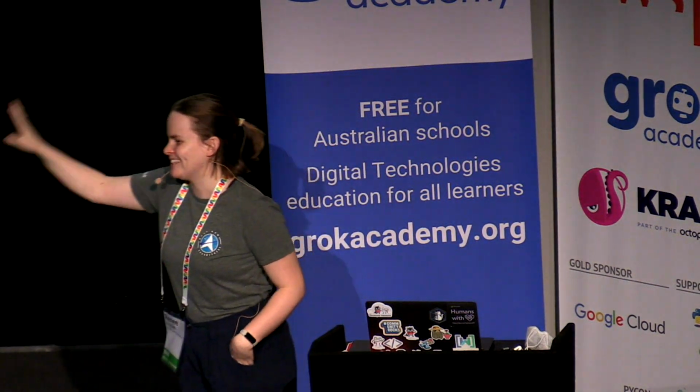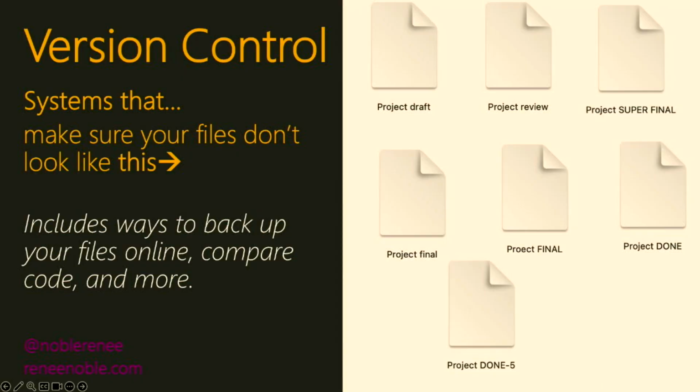Yeah. So I did both chemical engineering and computer science at university, and this is what the chemical engineering group projects always look like by the end. It's just like, which one was it? Was it project final or project final all caps that we were supposed to submit? I don't even remember now. And this is when you need version control, because it's going to stop this happening.